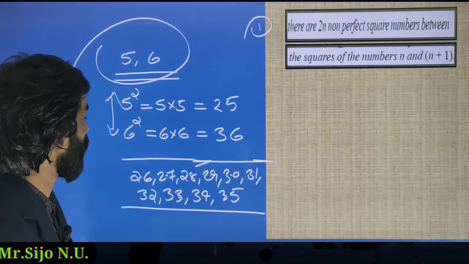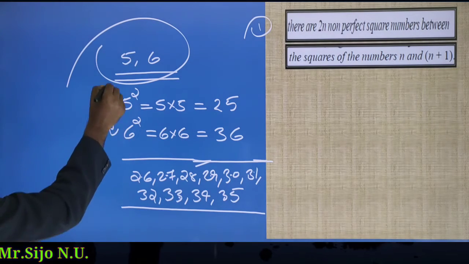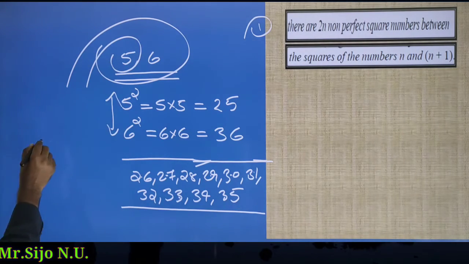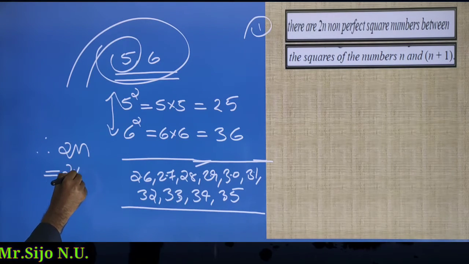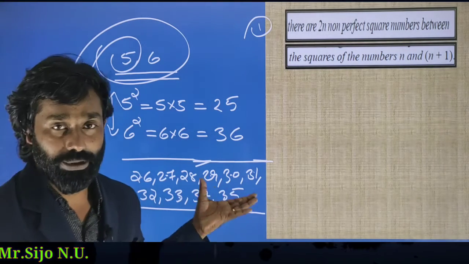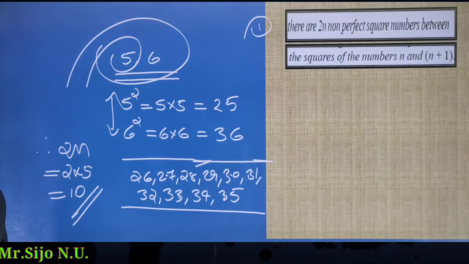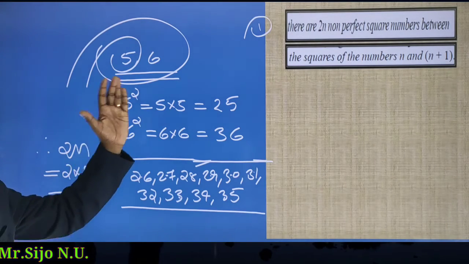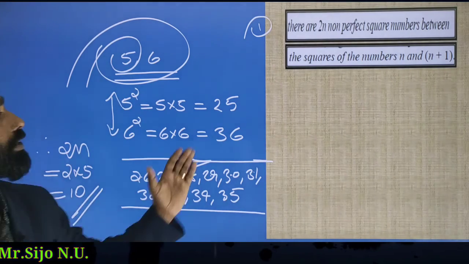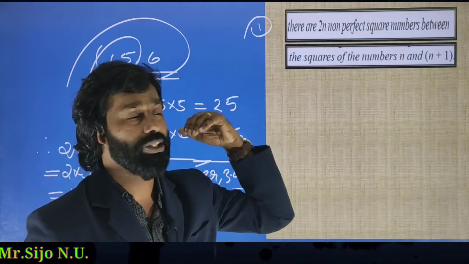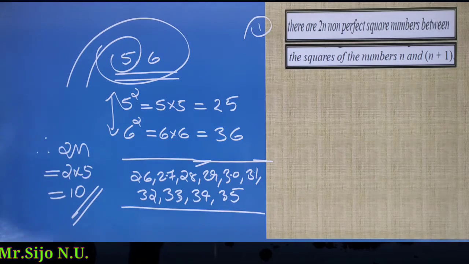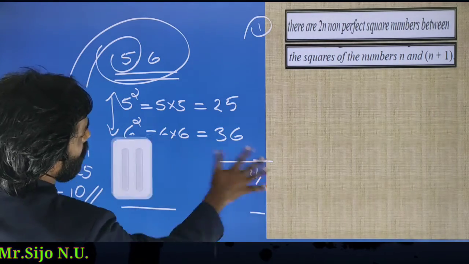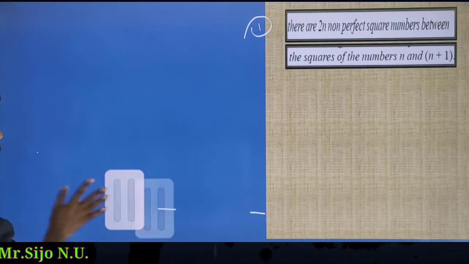So what they are saying is, there are 2n non-perfect square numbers between the squares of the numbers n and n plus 1. What is the value of n here? Here the n value is 5. So the count is 2n, that means 2 into 5, and we are getting 10. So here also we got 10 numbers. So when we get a question like this, how many non-perfect square numbers are there between the squares of consecutive numbers, we just need to do it in this method. Let us consider some more examples, then it will be clear for you.